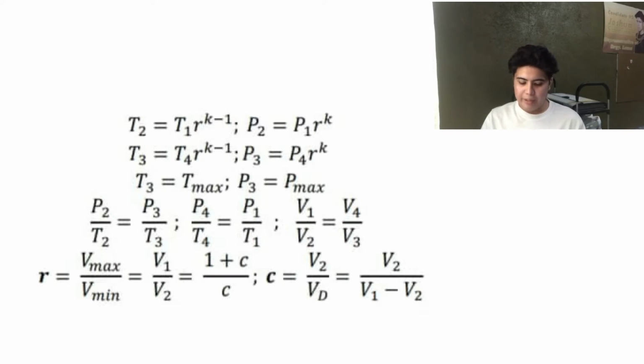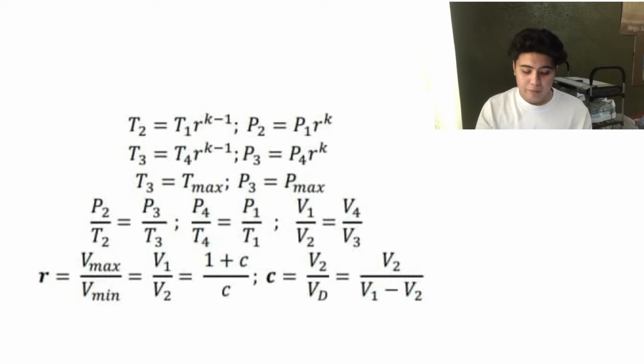Formulas in state properties, in temperature. To find T2, we need to use T1 times r raised to the k minus 1. T3, which is the maximum, is equal to T4 times r raised to the k minus 1. While in pressure, P2 is equal to P1 times r raised to the k. P3, which is the maximum too, is equal to P4 times r raised to the k. And then, P2 over T2 is equal to P3 over T3, and P4 over T4 is equal to P1 over T1.